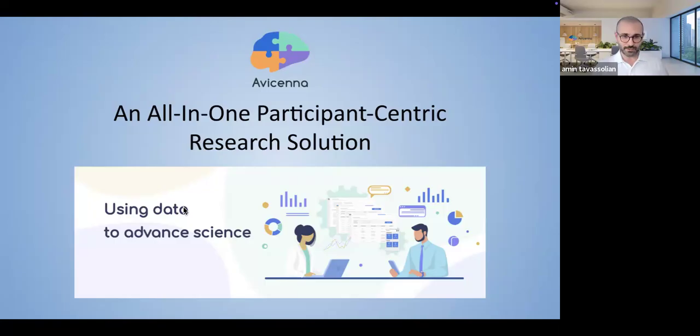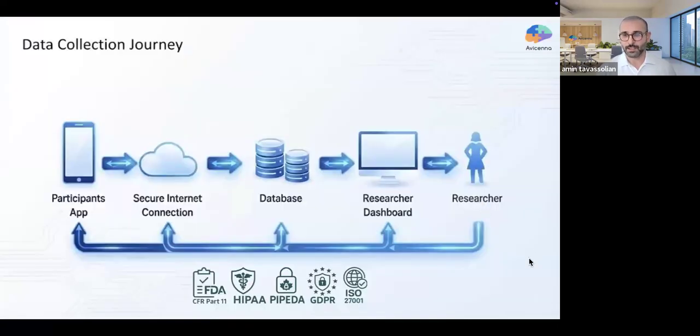So what is Avicenna? Let's just start with that part. We offer a participant-centric research platform that covers the end-to-end process of the research. We automate the entire research process in general, and we help researchers to automate the data collection part, analyze the data, and communicate with participants when needed.